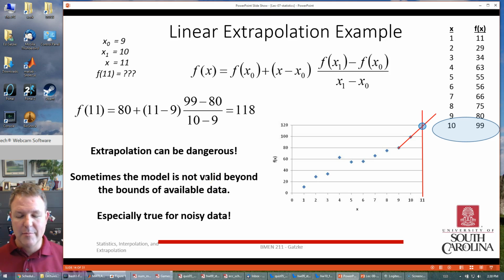It can be very dangerous, though, because a lot of times your model or your data is not valid beyond the values you have for available data. It's especially true for noisy data. You can't necessarily extrapolate if the measurement value is bouncing around all over the place. So extrapolation is not a good idea in many cases, but sometimes you have to extrapolate a little bit beyond where you currently are. One of the issues you often run into, you go a little bit further and something happens in the biology or the thermodynamics.